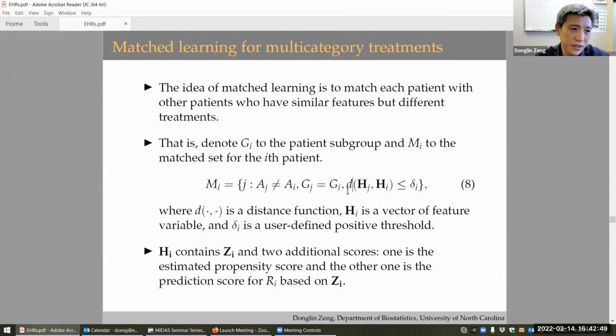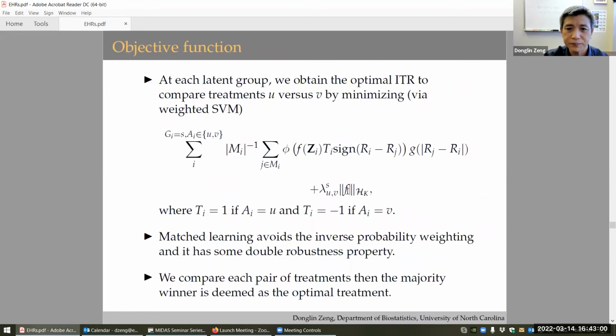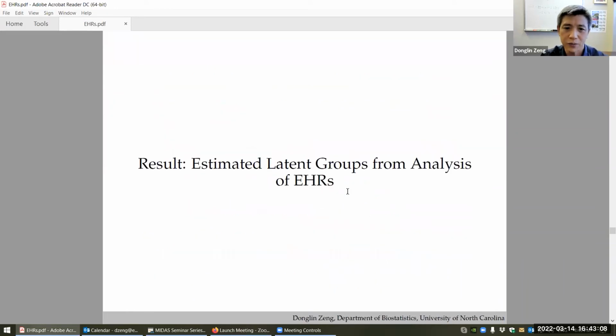And actually, statistical people know that if you do this kind of matching, it has what they call the double robustness property. But I'm not focused on that part. I'm just telling you that matching on those two scores is very important. Okay, so once we do matching, we do this matched support vector machine, and then we learn the optimal treatment rule. I don't want to get into detail about this one, so I'm going to jump to my application part.